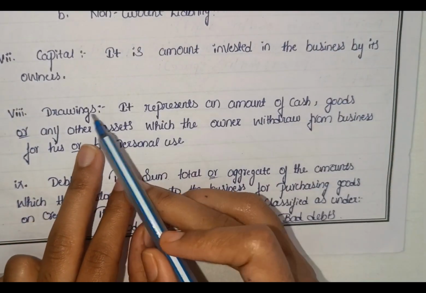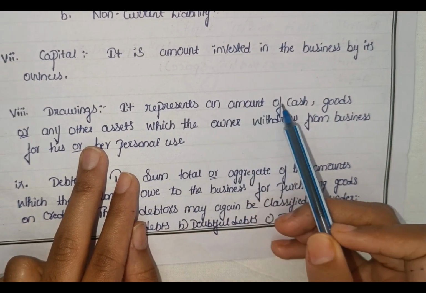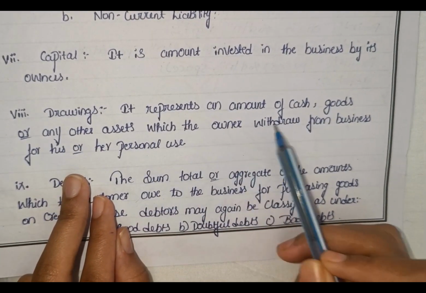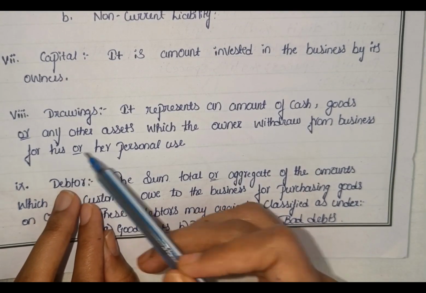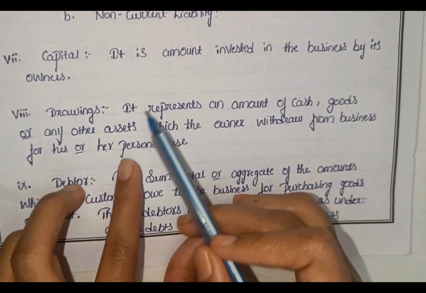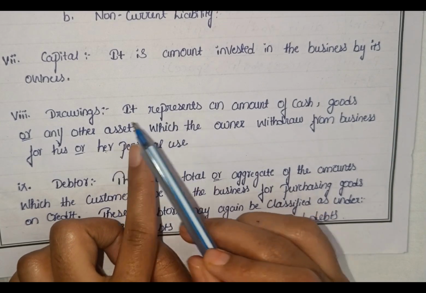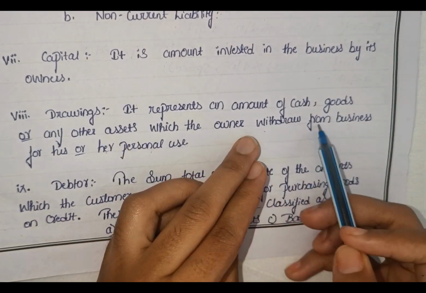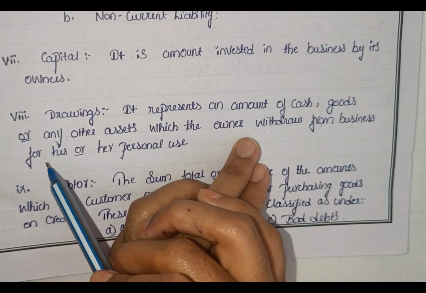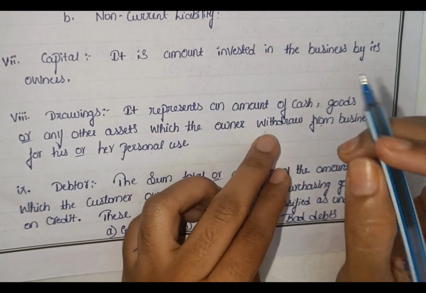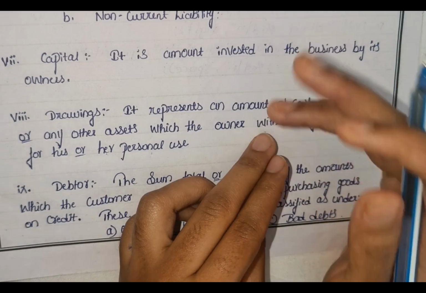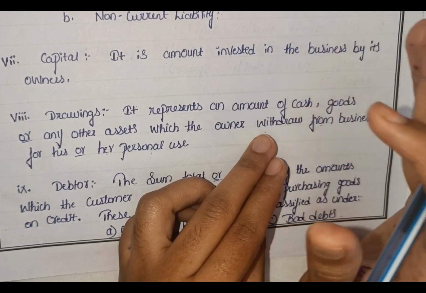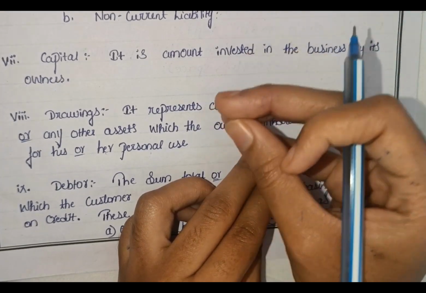Drawings. Drawings represent an amount of cash or goods or any other asset which the owner withdraws from the business for his or her personal use. The owner withdraws the money from the business not for the company purpose, but for his or her personal use.